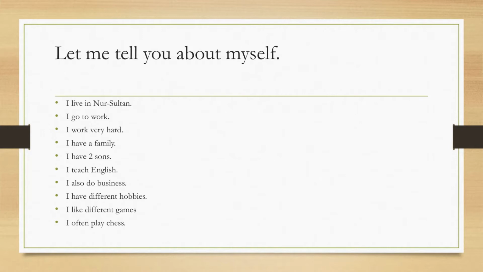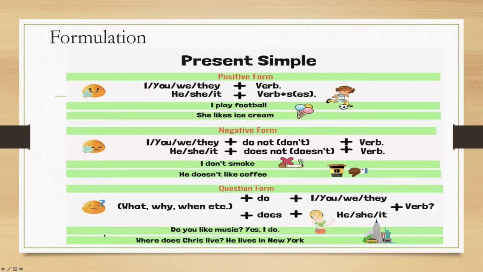And the question for you, how can we make a present simple tense? The formulation of present simple. So, well, let's look at this formulation of present simple. As we know, the sentences should be positive, negative, and question.